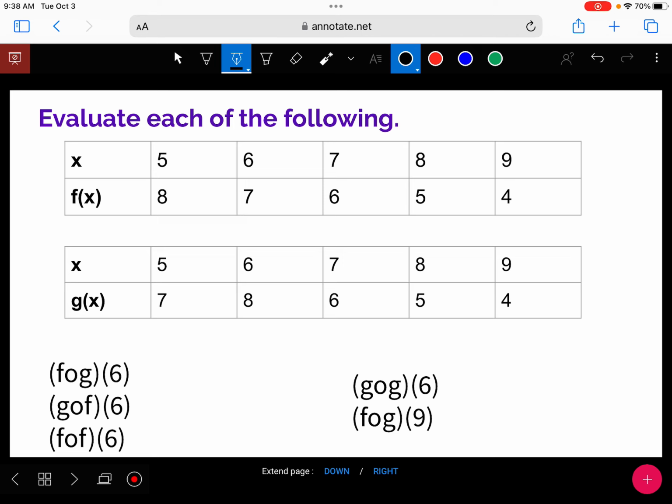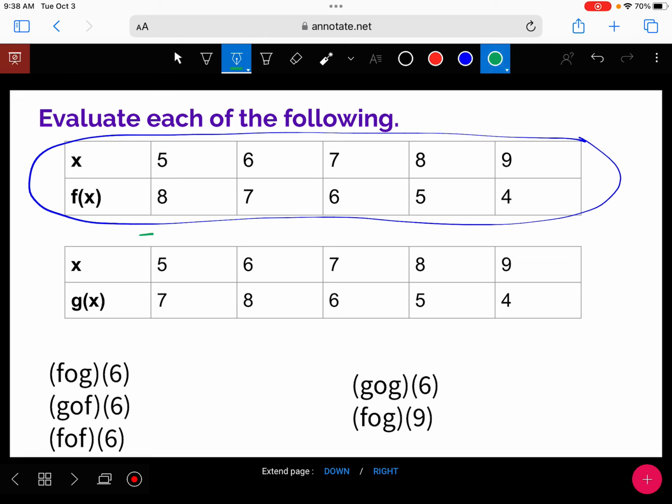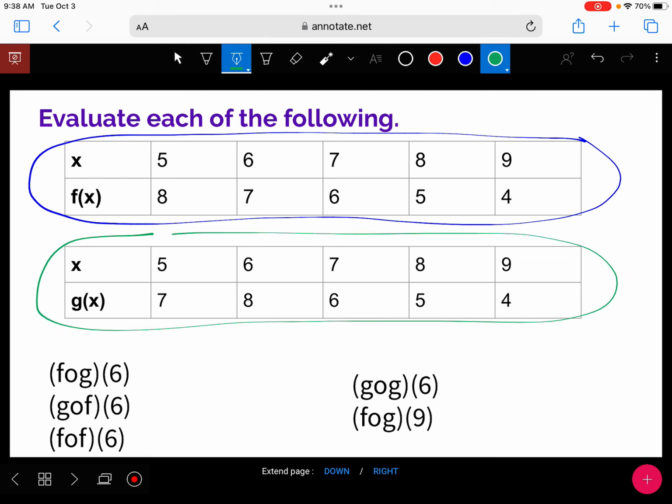And it is 100% evaluating. So f of g of 6. We've got f of x here, and I've got g of x here. And we are going to use it exactly the same way we've done before. F of g of 6.